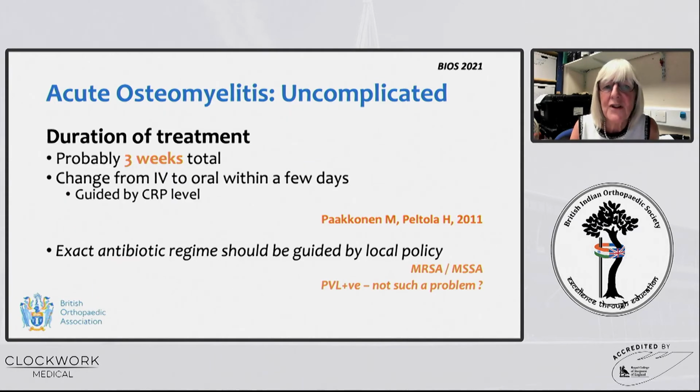So again, in acute osteomyelitis, uncomplicated, the Finns feel that the probable duration of treatment is again shorter than many places would instigate. So 3 weeks in total, with again a prompt change from IV to oral, assuming the child is responding well to treatment and guided by the CRP level. And of course, exactly which antibiotics you give must be guided by local policies and local prevalences of infection.